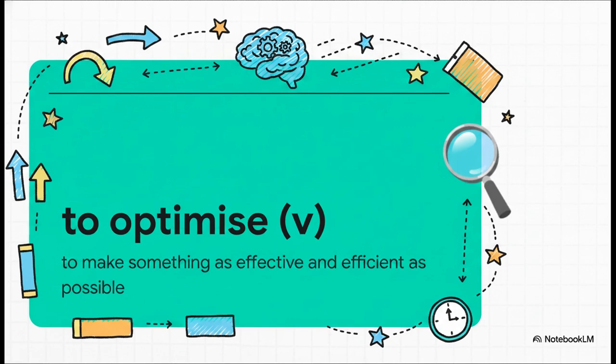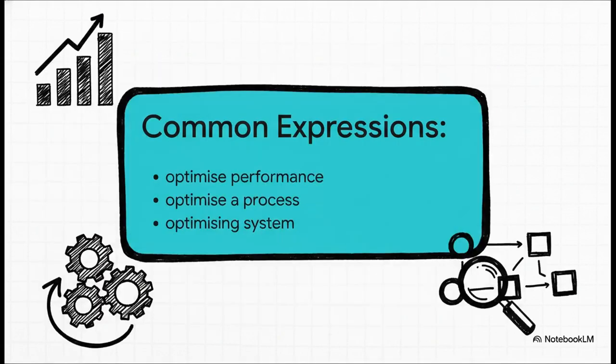You know, like when you optimize your study schedule before a big exam to make sure you're hitting all the important topics without wasting a single minute. You're going to hear this one a lot, especially in the professional world. Businesses always want to optimize performance, and engineers are constantly optimizing a process or optimizing a system. It's all about getting to that peak level of efficiency.